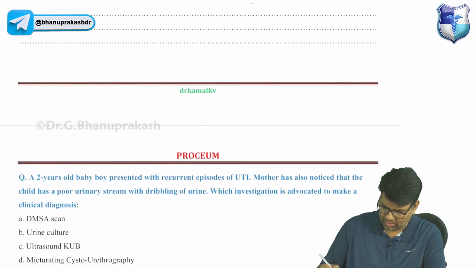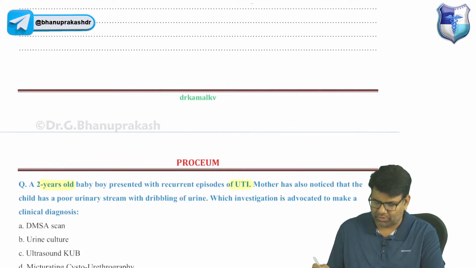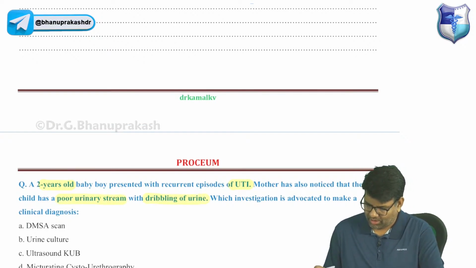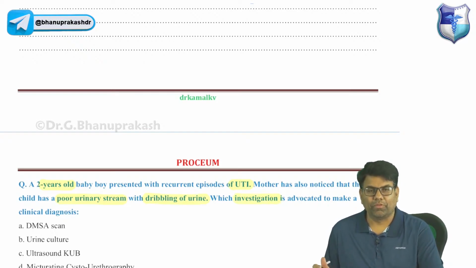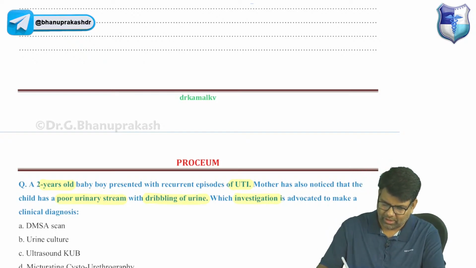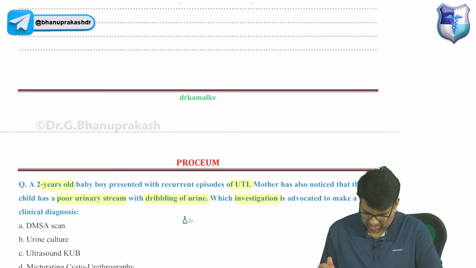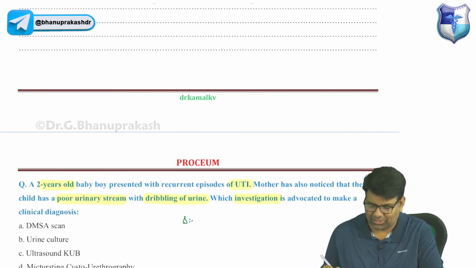Now, a 2-year-old baby presented with recurrent episodes of UTI, and the mother said that there is a poor urinary stream with dribbling of urine. Now, which investigation is advocated or preferred? Firstly, again, before jumping on to the investigation, you have to tell me the clinical diagnosis, because then only your answer would be more authentic. Yes, Pratyusha, Gulshan, you are absolutely right, but tell me the condition first.